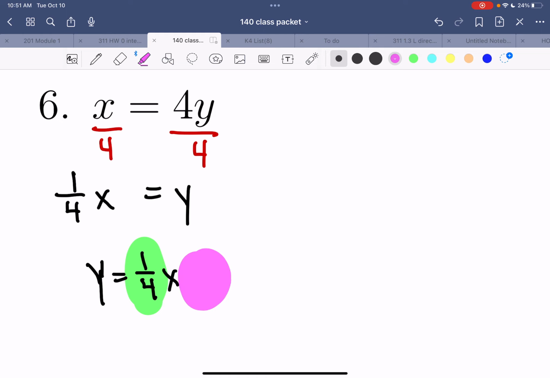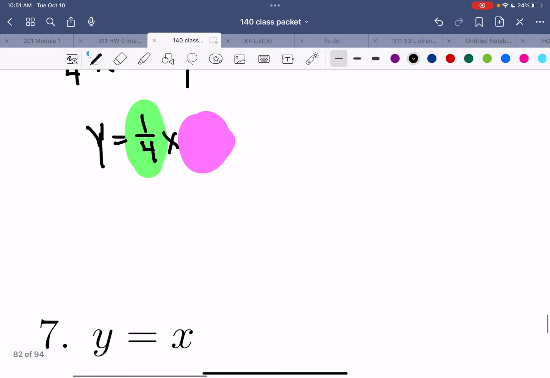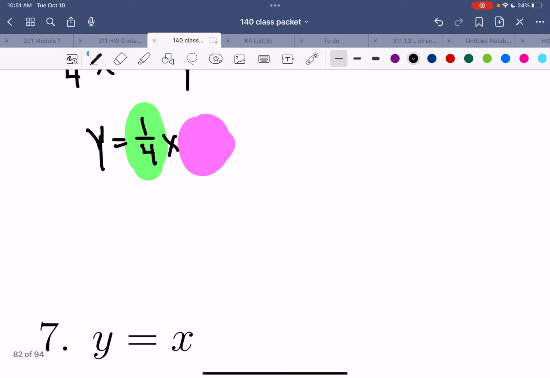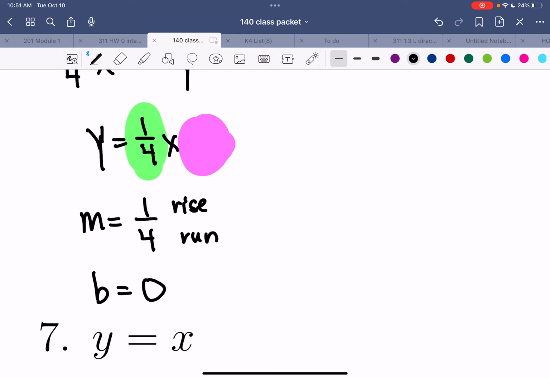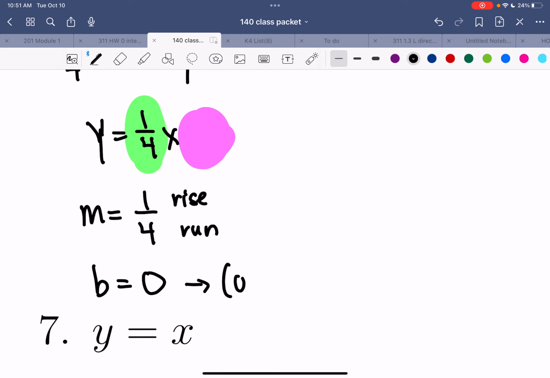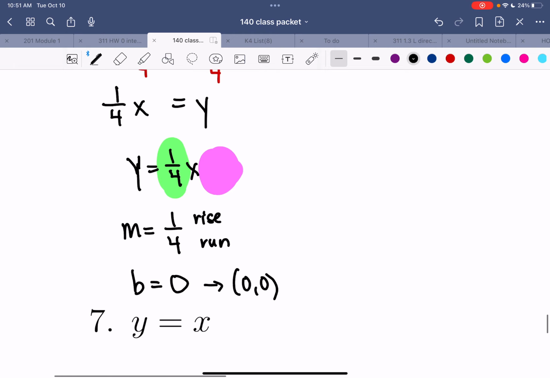And this time, I don't have any number added over here. So that means that my intercept's going to be 0. Okay, so that means my slope is 1/4. And that's your rise over your run. And your b is 0 because I'm not adding any number to my x term, which means that I have the point 0, 0.